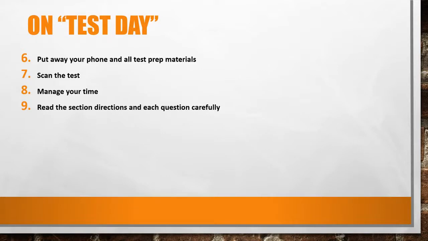Read the section directions and each question carefully. If you're taking a multiple choice test, one suggestion is to read the question and read all the answer choices before you make a decision. That way, you're knowledgeable about what the question is asking for, and you're able to give the correct answer. Sometimes we'll get questions that require more than one answer. So read the question and all answer choices first. If you have a question about the test or about something going on with the exam, make sure you ask the professor. Don't just guess and say, oh, I think he means this or she means that. So make sure you ask questions.